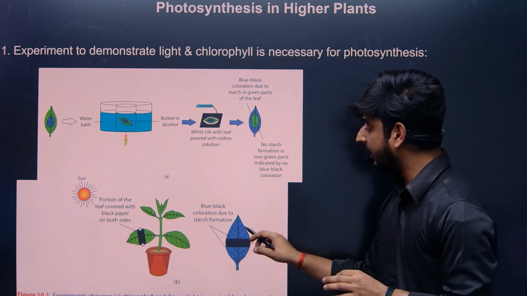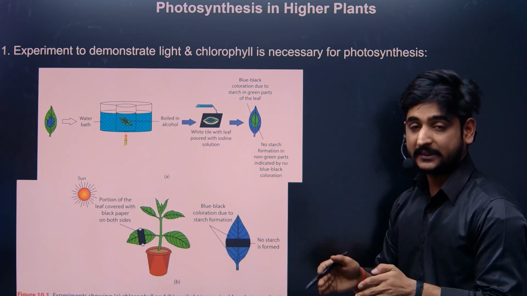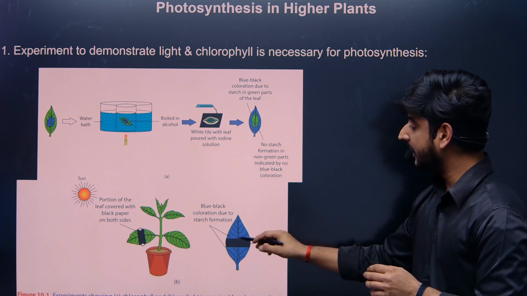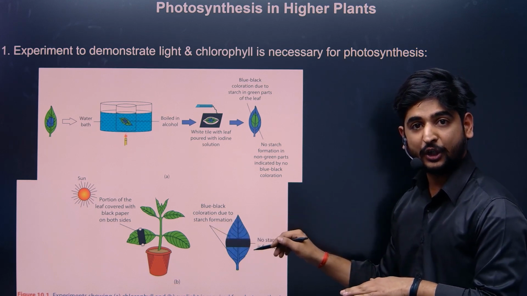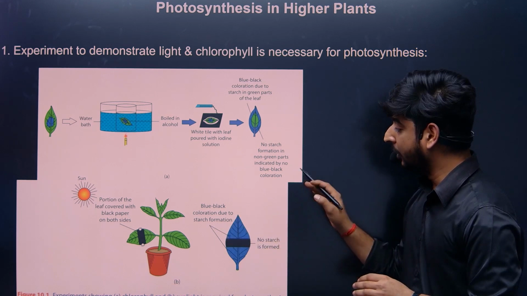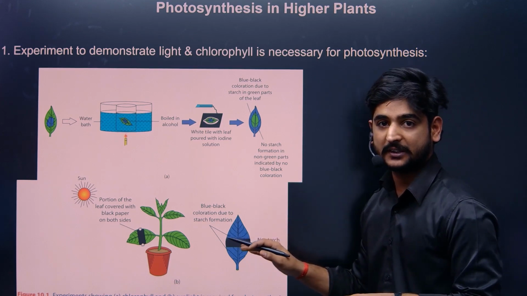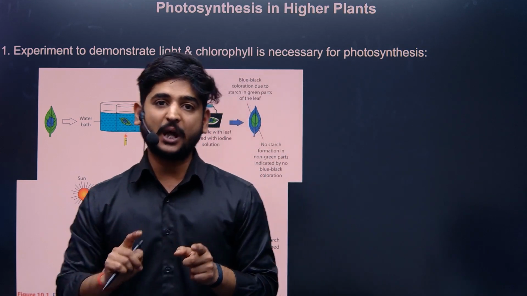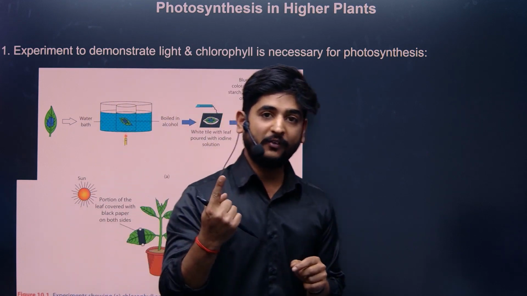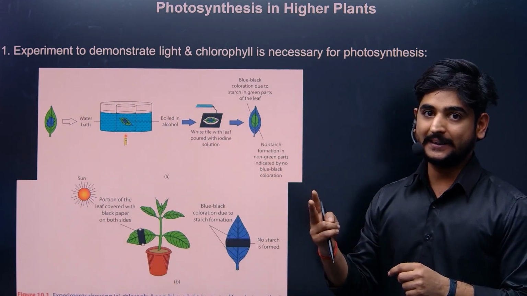That the green part will turn blue-black, testing positive for starch, whereas the black part, the darkly shaded part which was out of the light, will not have any light, and therefore no photosynthesis is going to happen here. So we have established two facts. First, chlorophyll is required, and second, light is required.